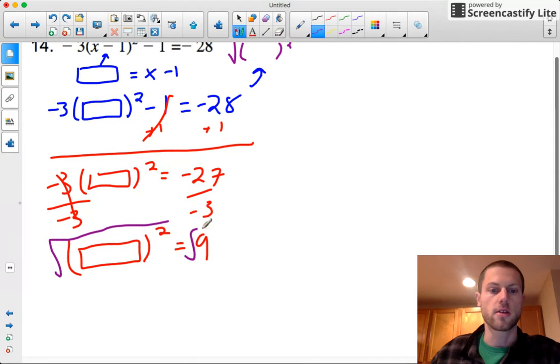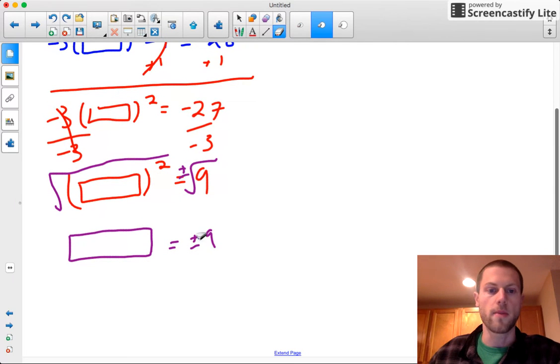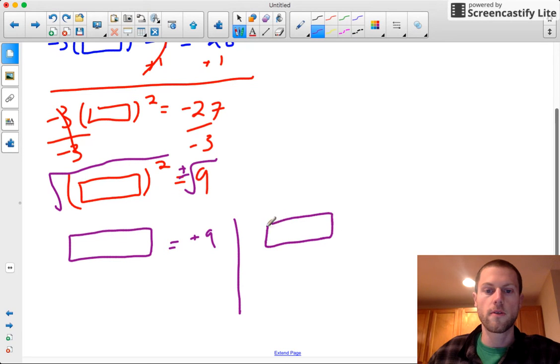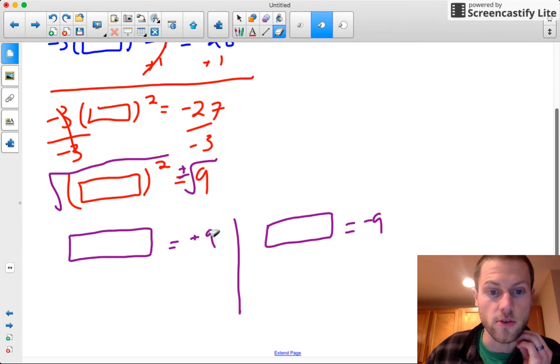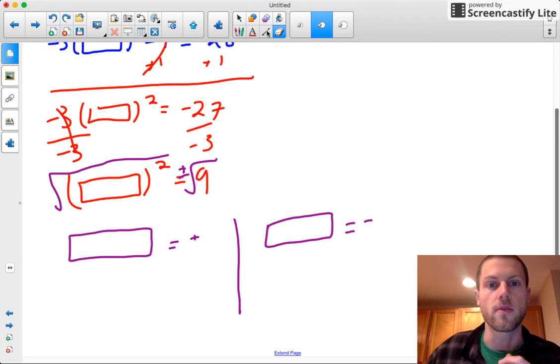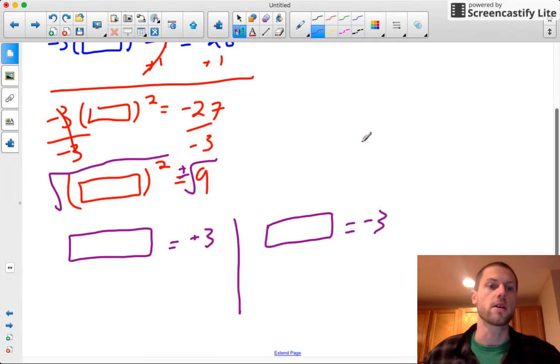So let's take the square root of both sides, and I want the positive and negative root of 9. So that means that my box is going to equal plus or minus 9. These are 2 scenarios: one where my box could equal positive 9, and one where my box could equal negative 9. Since both possibilities are true. And actually, I'm seeing I have a little error here. Maybe you caught it as I was doing this, but I don't want positive and negative 9. I want positive and negative 3. So let's fix that before I make any more mistakes.